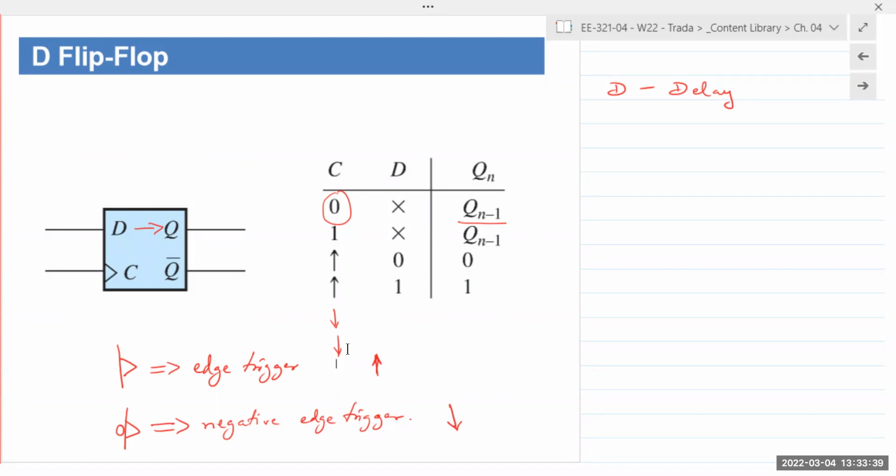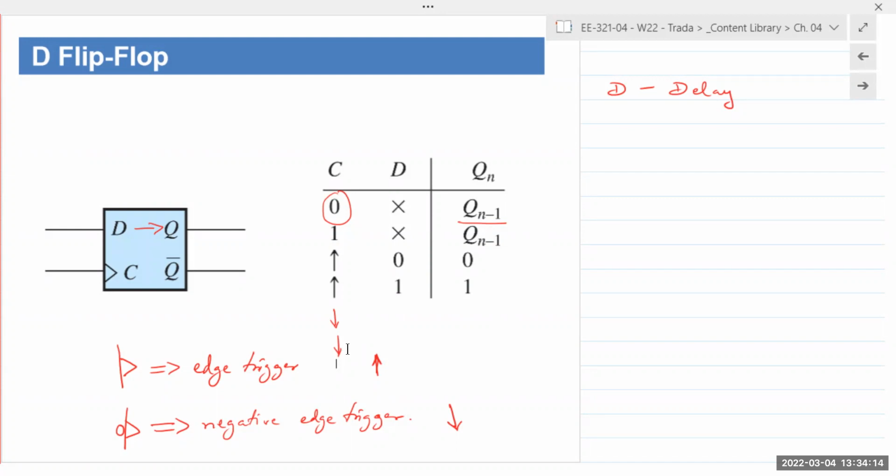So let's explain again. Essentially, what a D flip-flop does is connect the input D to the output Q. The input D is connected to the output Q after a certain delay, hence the name delay flip-flop. And the delay is provided by the clock signal. When the clock is activated, D is connected to Q. So if D is 0, output Q is 0. If D is 1, output Q is also 1.